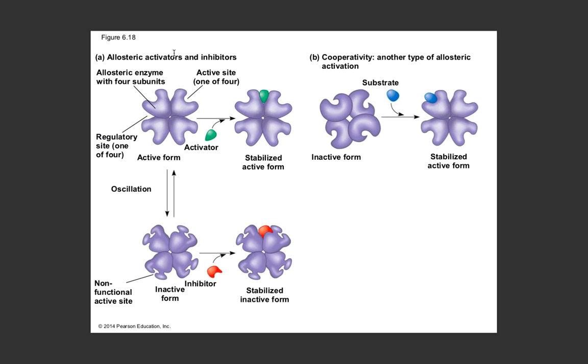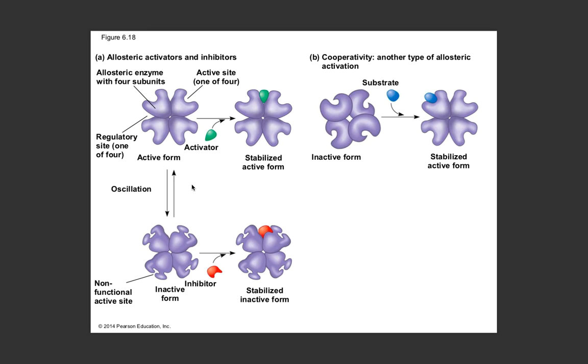So you have allosteric activators and inhibitors. Here you have the allosteric enzyme with 4 subunits. You have the active site 1, 2, 3, 4, and you also have this regulatory site, 1 of 4, 1, 2, 3, 4. You have an activator, which is going to turn it on or activate it, and that's going to bind, and this is a stabilized active form.